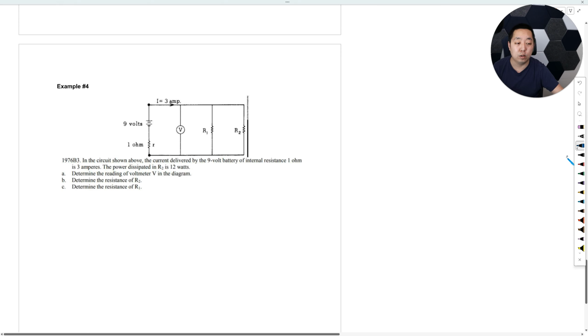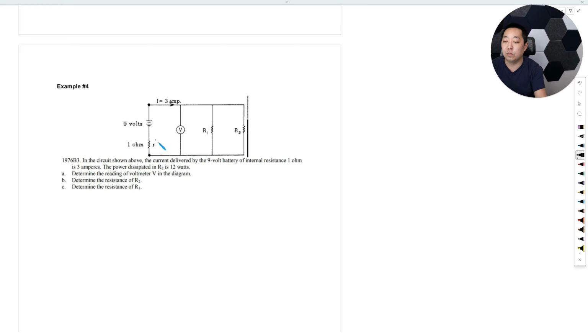Let's do a more complicated, longer, old FRQ problem. So in the circuit shown above, the current delivered by the 9 volt battery of internal resistance 1 ohm is 3 amps. The power dissipated in R2 is 12 watts. Now they're using power. Power is I times V, so we know that I times V is equal to 12 watts. So we can use that if we know something about that thing. Determine the reading of the voltmeter in the diagram here.